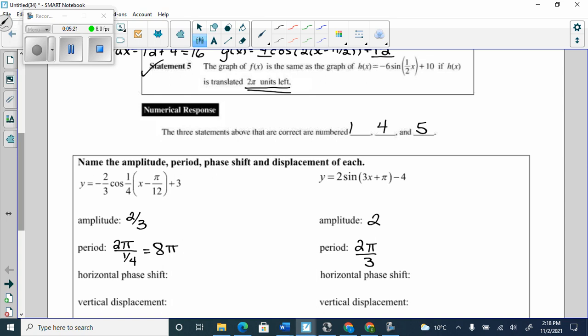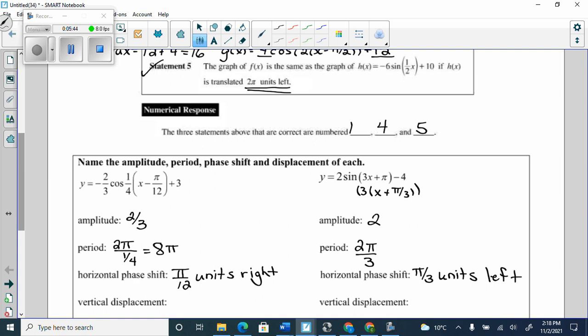Horizontal phase shift. This one is going to be pi over 12 units right. And then for this one, I have to take the 3 out first. I get x plus pi divided by 3. So this one's pi over 3 units. Where? Left.